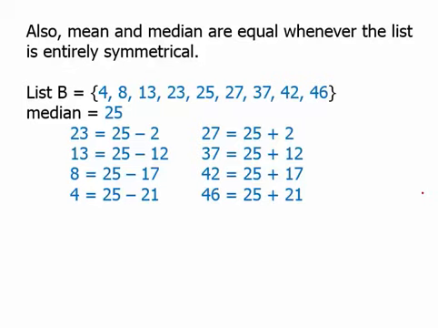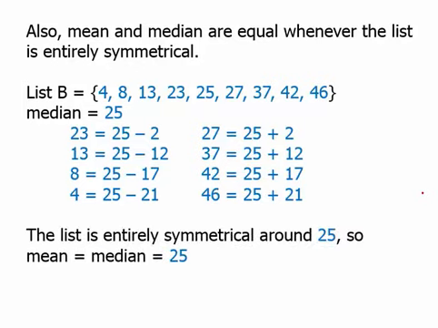Another way to see that, incidentally, is that 13 plus 37 is 50, 8 plus 42 is 50, and 4 plus 46 is 50, all of which are double of 25. And so that means that everything is perfectly symmetrical around 25. If we put these as dots on the number line, it would be a completely symmetrical pattern of dots. And so because the entire list is symmetrical around 25, it means that the mean equals the median. Both are 25.